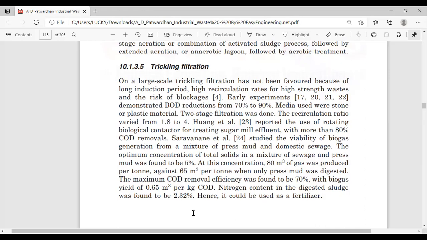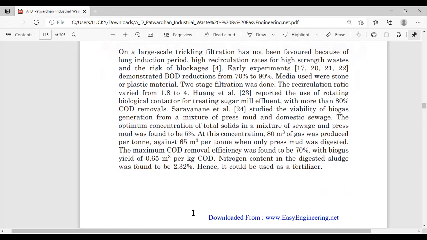The maximum COD removal efficiency was found to be 70% with the biogas yield of 0.65 cubic meter per kg COD. Nitrogen content in the digested sludge was found to be 2.32, hence it could be used as a fertilizer.